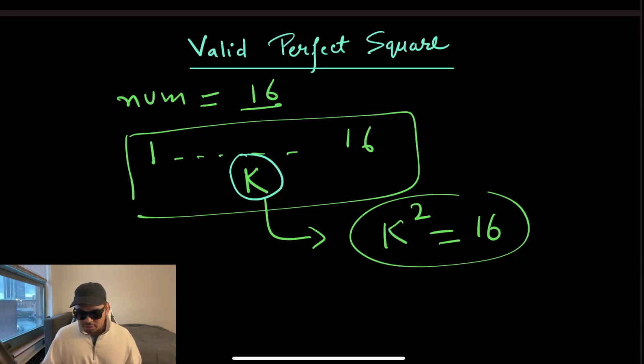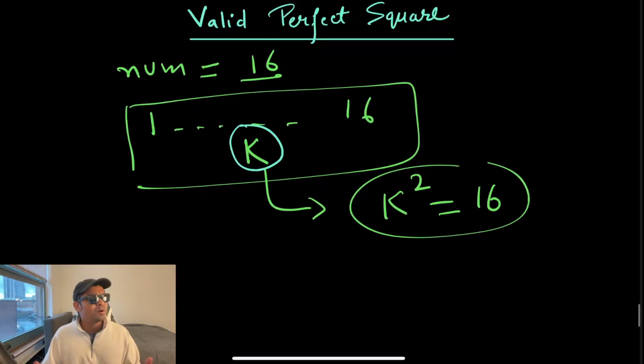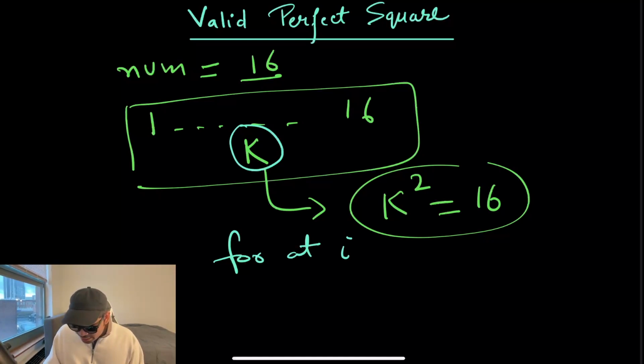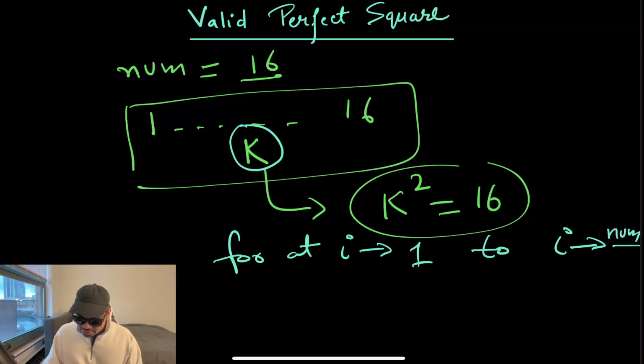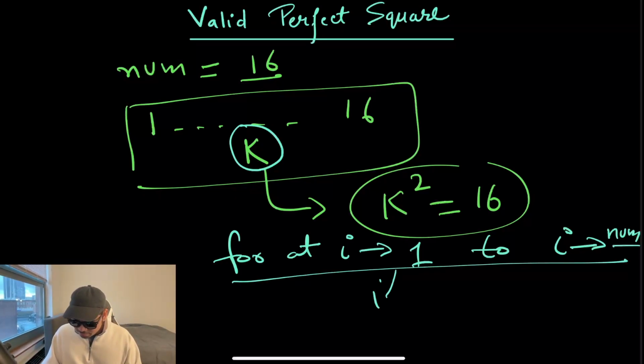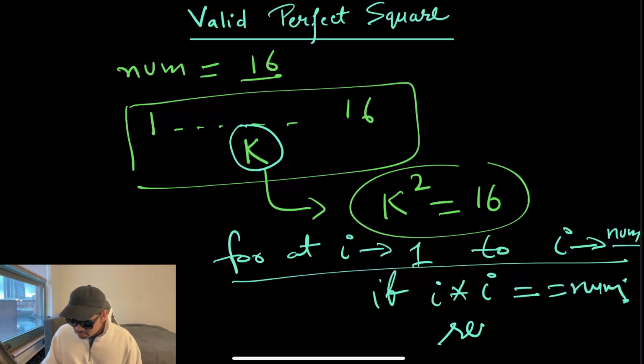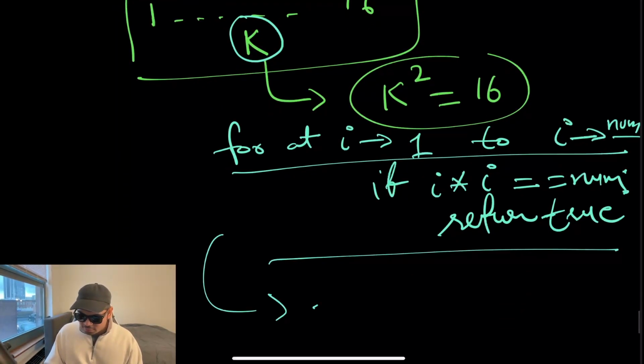And how can we find that k? How about we run a loop starting at i equals 1 up to i equals num. And here we check if i into i is equal to num, then just return true. Otherwise you come out of this loop and you return false.